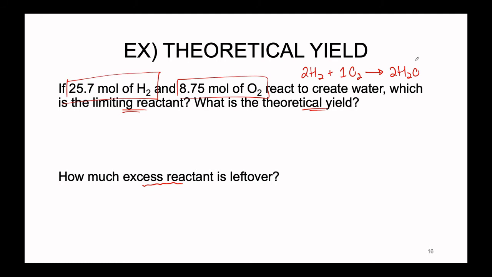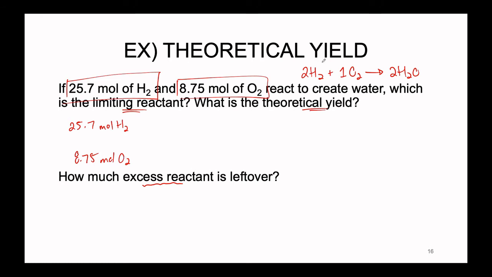And just like every calculation we have worked with before, we are going to start with what we know. The difference is that we're not going to be performing just 1 simple calculation, we're going to be doing 2 and then comparing the results. So we're going to start with what we know about the hydrogen, 25.7 moles of H2, and we're going to start with what we know about the oxygen, 8.75 moles of O2. Now what we are going to do is take both of these 2 reactants and using stoichiometry, convert the amount of reactant into product.